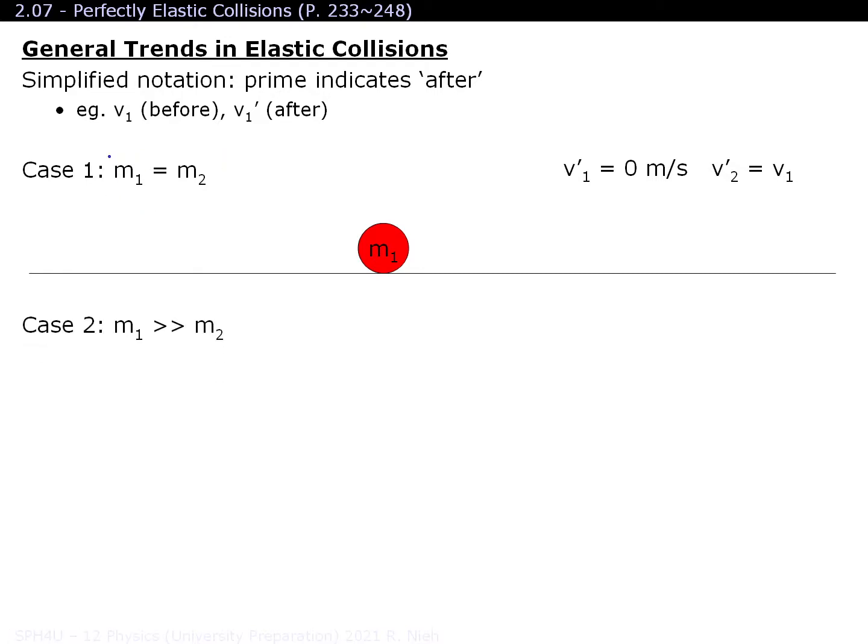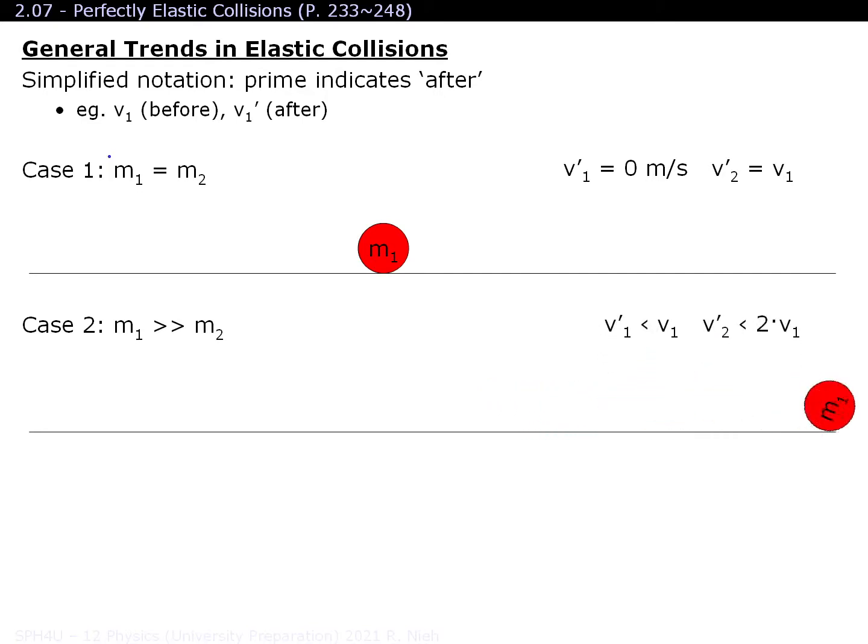Well, what if mass number 1 is much bigger than mass number 2? On your marks, get set, go! Now take a look at mass 2. You can see that it's moving much faster than mass 1 in the first place. In fact, theoretically speaking, if mass 1 is much bigger than mass 2, the tinier object can travel as much as twice as fast as the first mass.